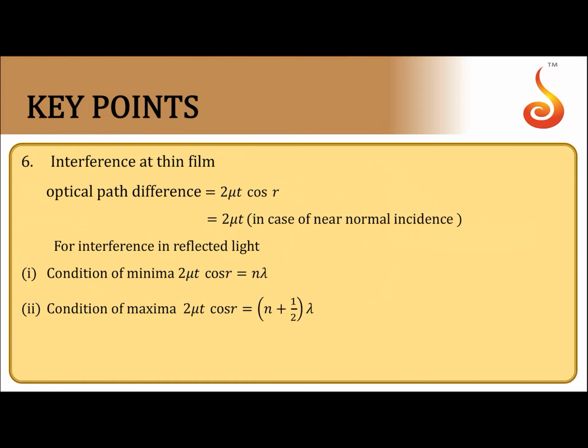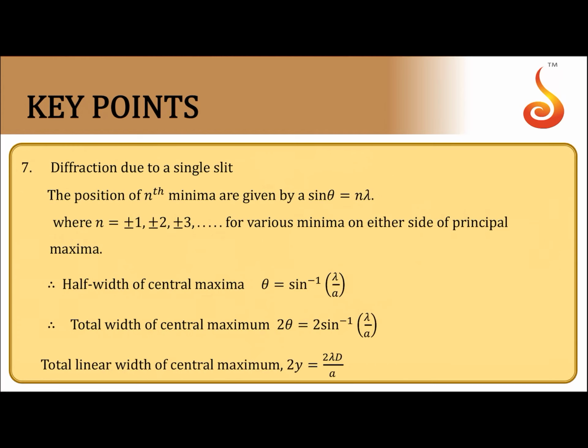In case of a thin film, the optical path difference is 2 mu t cos r, which may be written as 2 mu t in case of near normal incidence of light, and the condition of maxima or minima is just opposite to that of Young's double slit experiment, if the film is viewed through reflected light. But if the film is viewed through refracted light, the condition for maxima or minima will be the same as the double slit experiment.